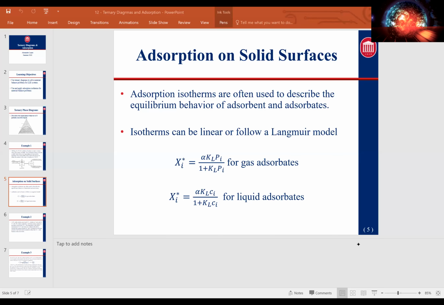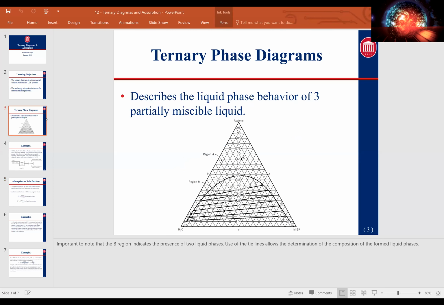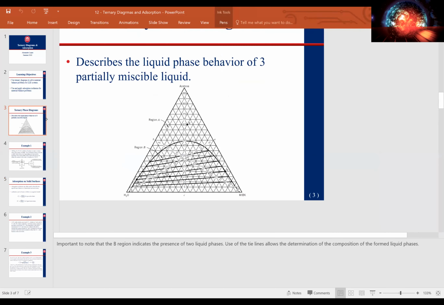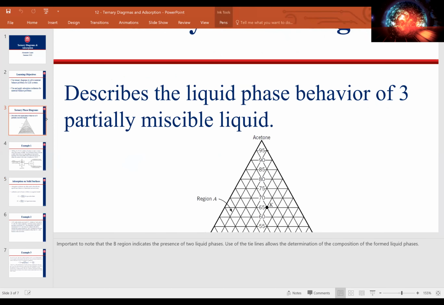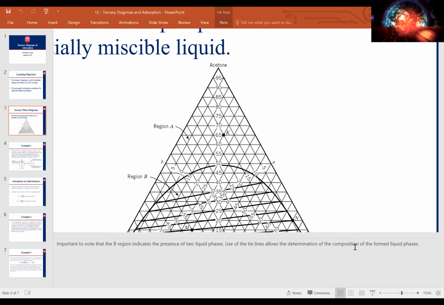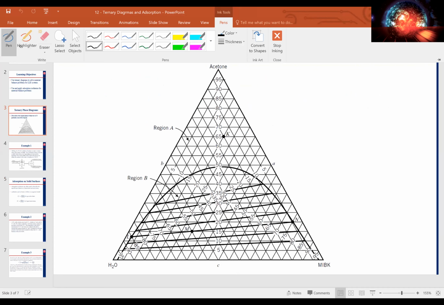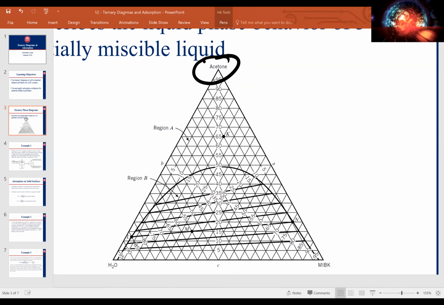So hopefully you'll see my PowerPoint presentation now. And you'll see this ternary phase diagram between acetone, MIBK, and water. Okay, this needs to go away. And you'll see, I wonder if it'll let me draw. Oh, cool, it will. So we have acetone, water, and MIBK.